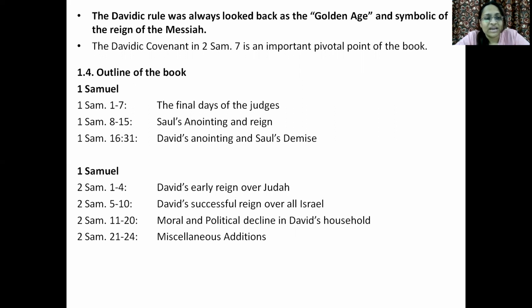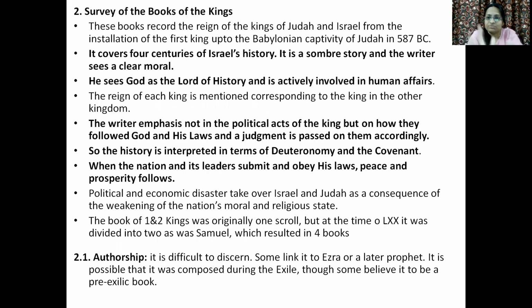Okay, then we have Second Samuel, in which the first four chapters cover David's early reign over Judah. Chapters 5 to 10, we have David's successful reign over all Israel. Chapters 11 to 20, we have moral and political decline in David's household, and then in chapters 21 to 24, we have miscellaneous additions to this book of Samuel. Okay, this was the book of Samuel.